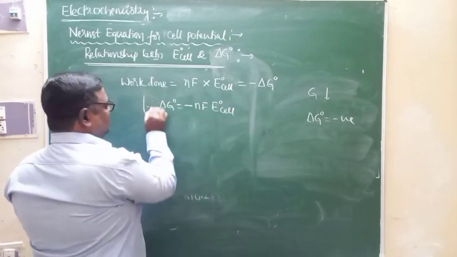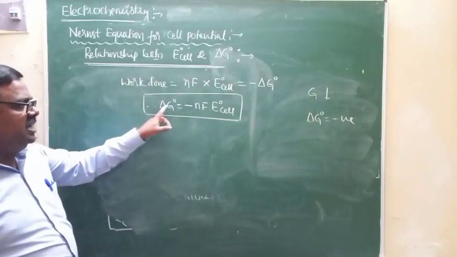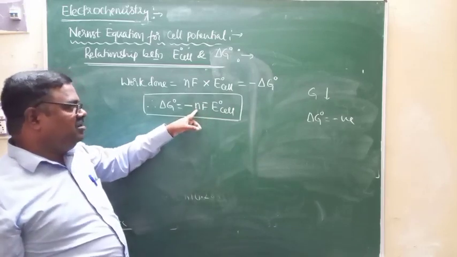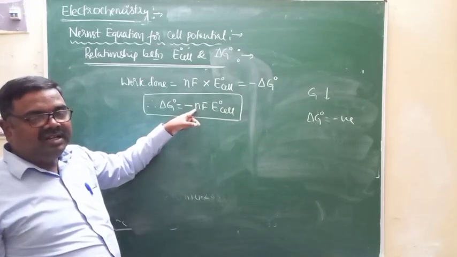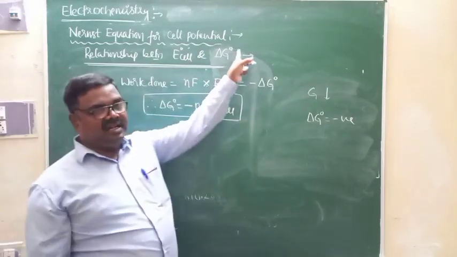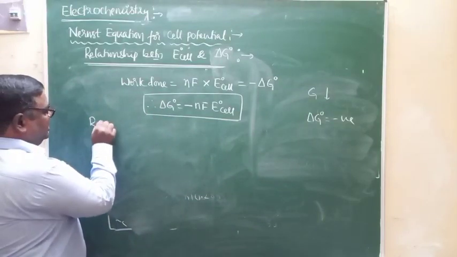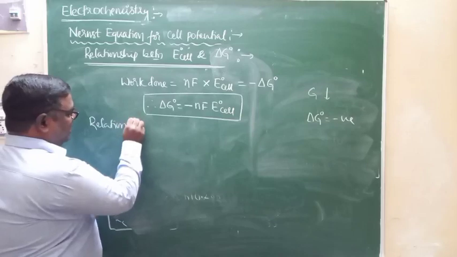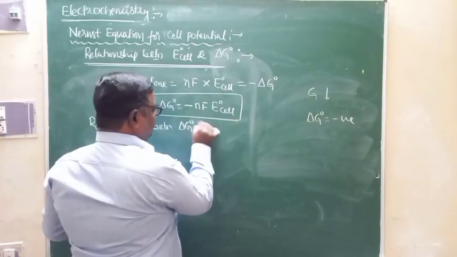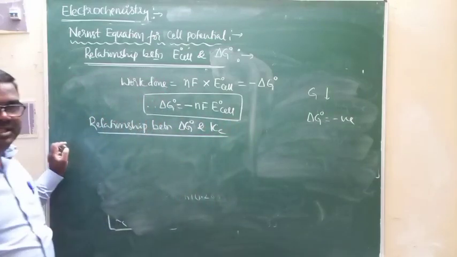This is what we call the relationship between the standard free energy change and the standard cell potential. F is Faraday's constant, and n is the number of electrons exchanged between cathode and anode in a given galvanic cell. This is the relationship between E naught of cell and delta G naught. Now I can have one more relationship, the relationship between delta G naught and Kc.